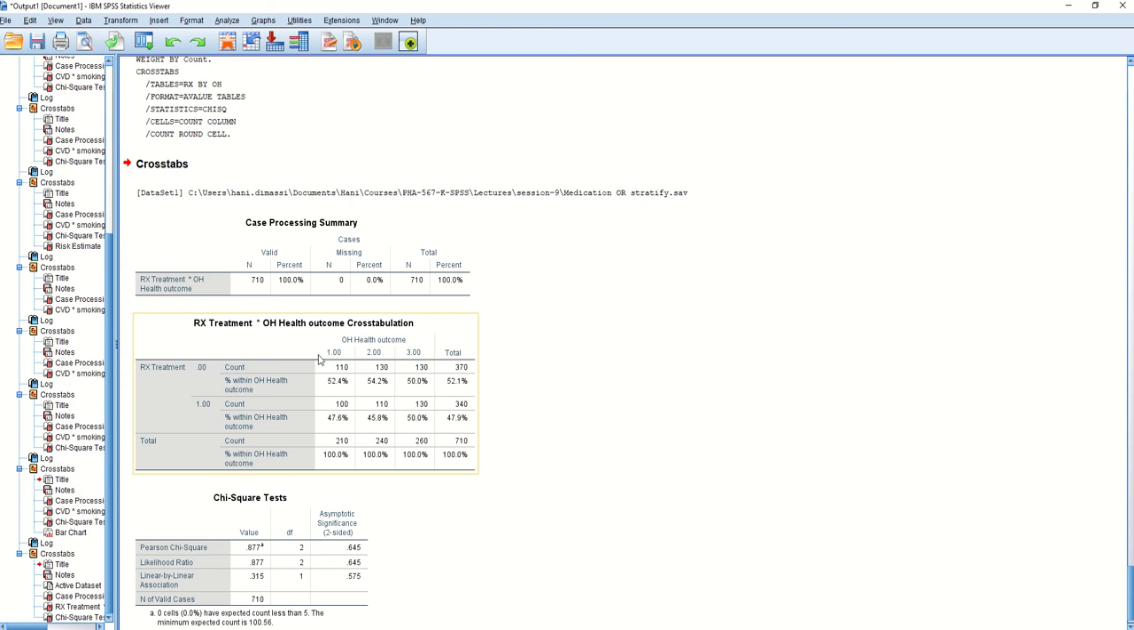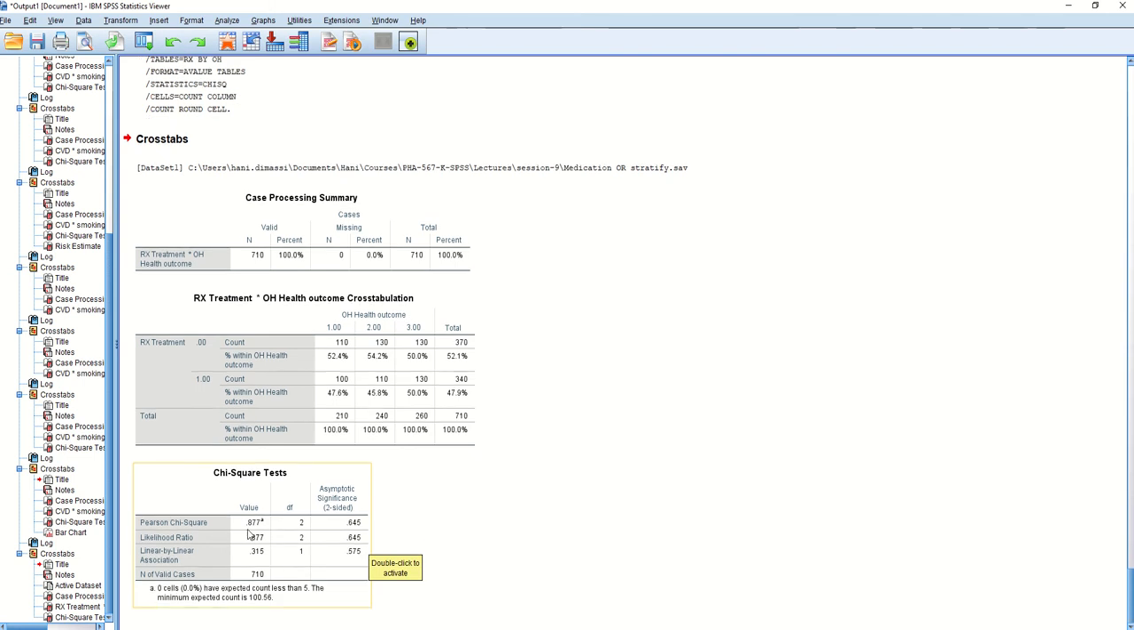Okay, so I have three different health conditions, maybe a minor condition, moderate condition, and severe condition. And then I'm looking at the percentage of those that are receiving a treatment. So within the first health condition, 47.6% are receiving treatment, which is 100 over 210. Within the second health condition, 45.8% are receiving treatment, and for the last one, it's 50% receiving treatment. If you look at the chi-square, the value is 0.877, degrees of freedom 2, and the p-value is 0.645.